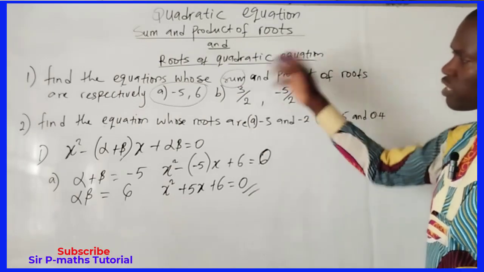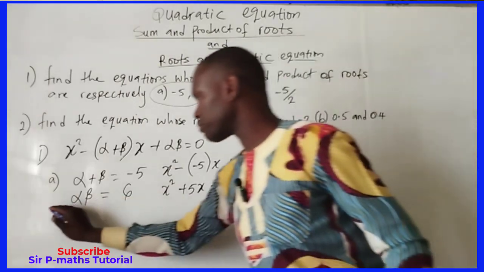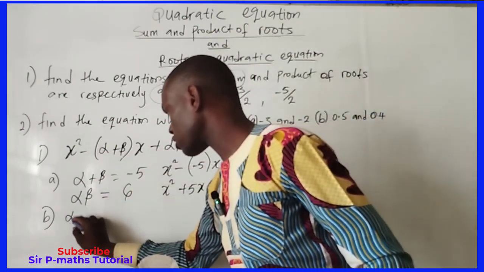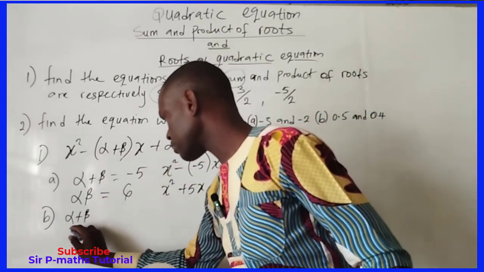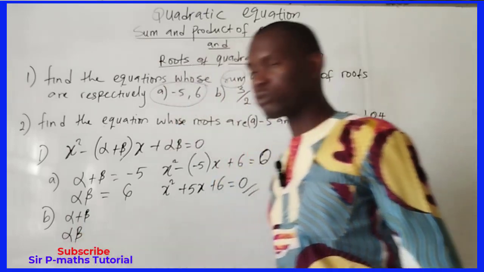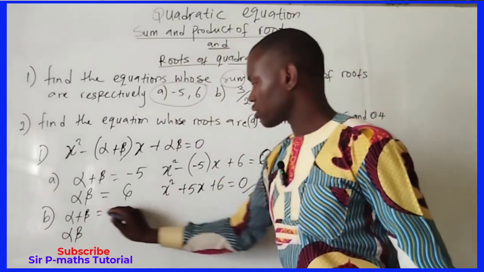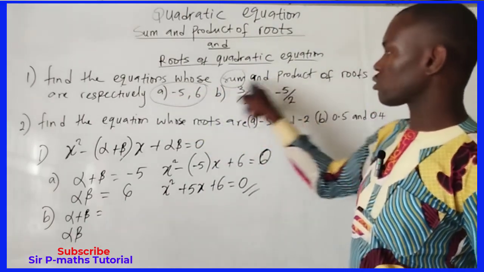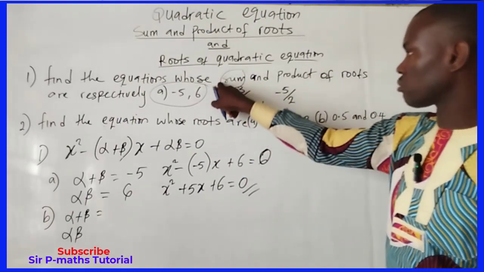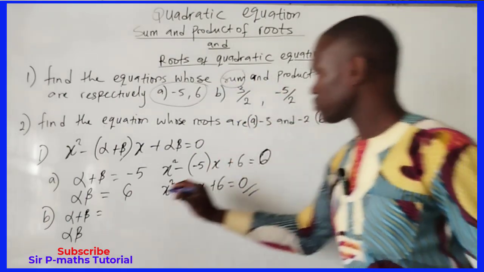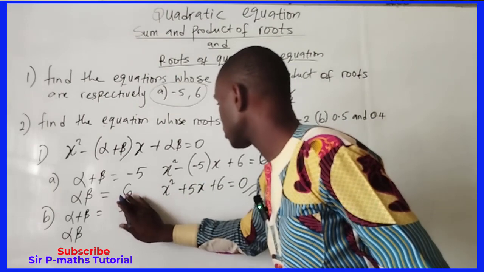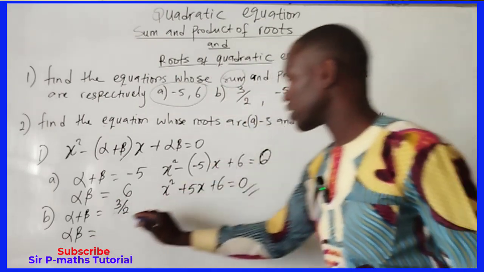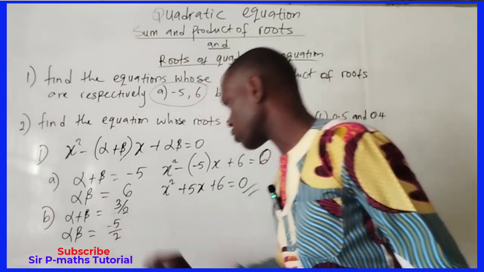This is all. Let's solve the second one to help you understand better. Using the same formula, the first thing I will do is to extract my sum. Then secondly, I will extract my product. Now my sum is always the first one because we are told that sum and product respectively. So the first one is sum, second one is product. So I'll have here 3 over 2 and this one as negative 5 over 2.